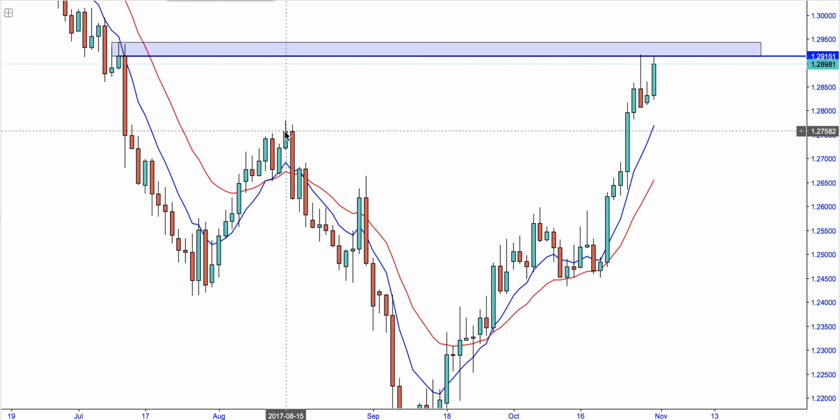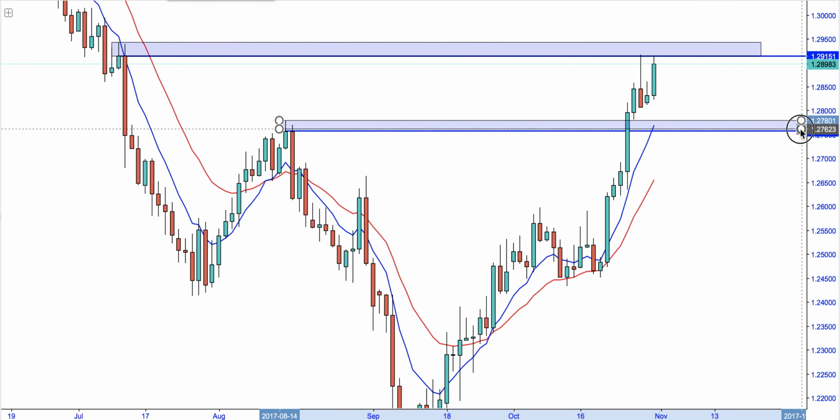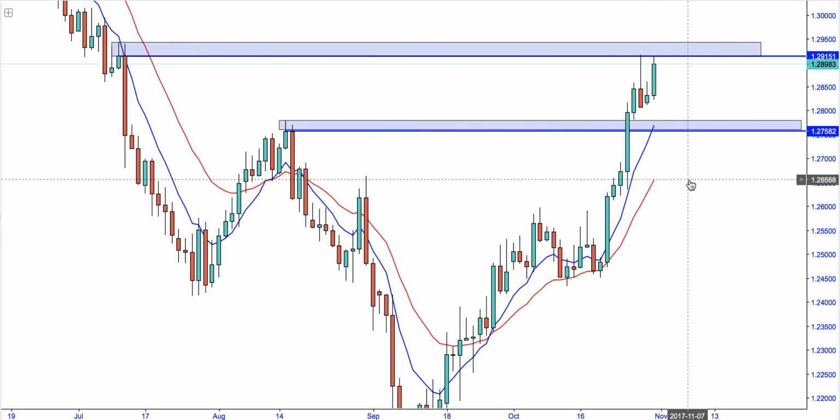Another example would be right here. So if I could go 1, 2, 3, highlight that zone too. We broke above that. We haven't had a retest of that zone, right? No, that wouldn't have been classed as a retest for me. It would have had to come a little bit deeper into that region.